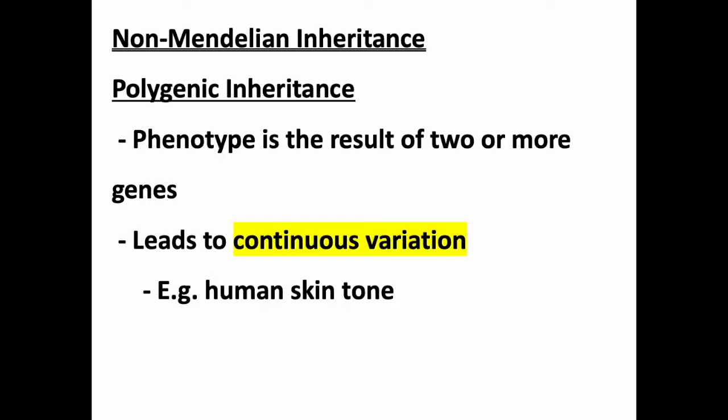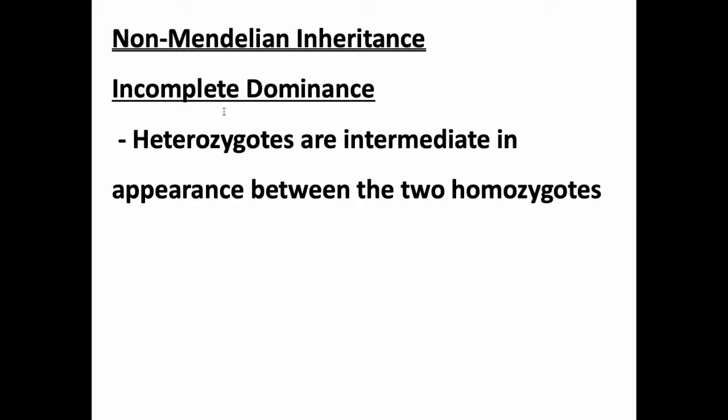Okay, that's all I had for polygenic inheritance. Again, we're going to be going through these; there are several examples of non-Mendelian inheritance. Another one is something called incomplete dominance. In incomplete dominance, the heterozygote individuals are somewhere intermediate in appearance between the two homozygotes.